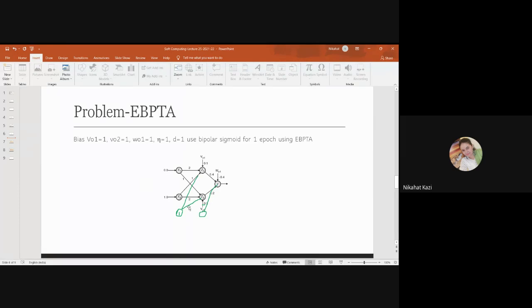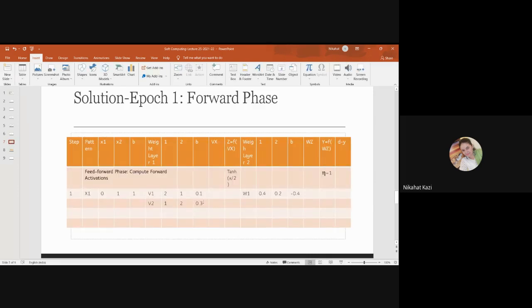Once you do this, a table with the weights is complete. This is the V weight. Similarly, the W weights also I've copied here. So 0.42 and minus 0.4 is for the bias. Now what you need to do is compute the forward activations. What do you do in the forward phase? You compute the net and then apply the activation functions. Basically, that is what it is.